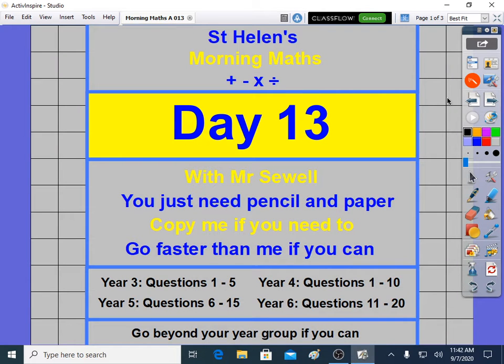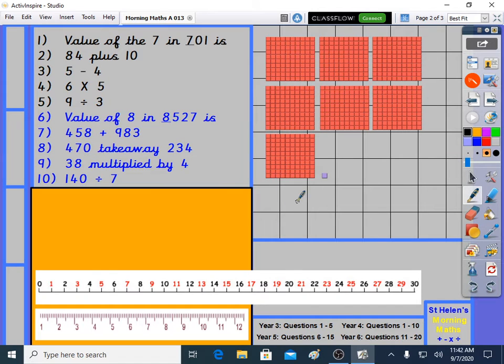We're now day 13. You just need pencil and paper. Copy me if you need to. Go faster than me if you can. Question 1 in year 3.